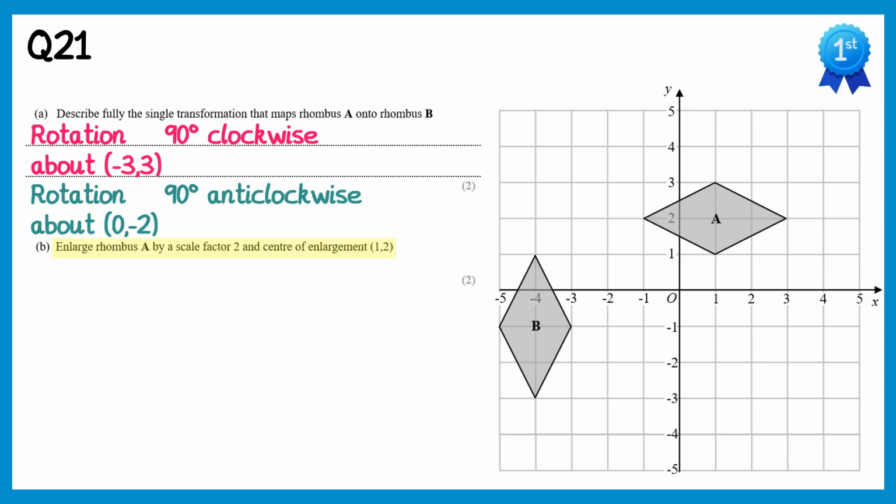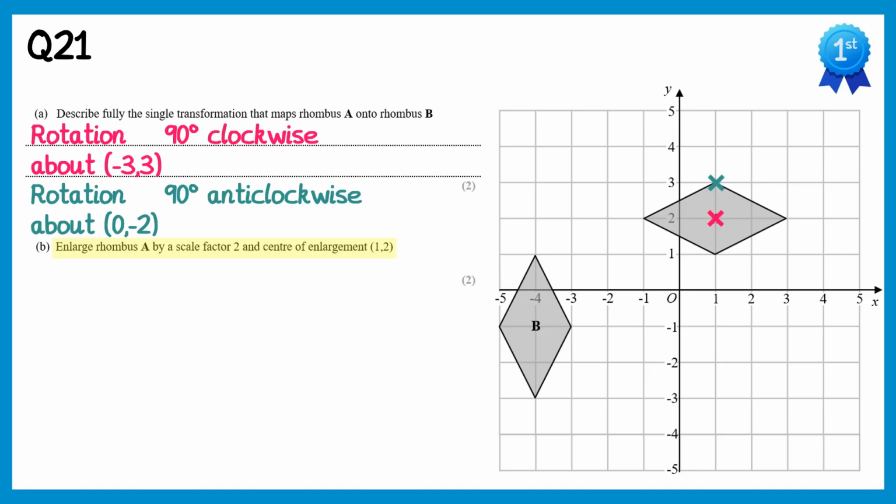2 with a centre of enlargement 1, 2. So to start this off, we're going to mark on the centre of enlargement, that's at 1, 2, that's here. That happens to actually be on the shape itself. Next, we're going to go around each of the vertices of the shape and consider where they'll be enlarged to. So let's start with the one at the top here.